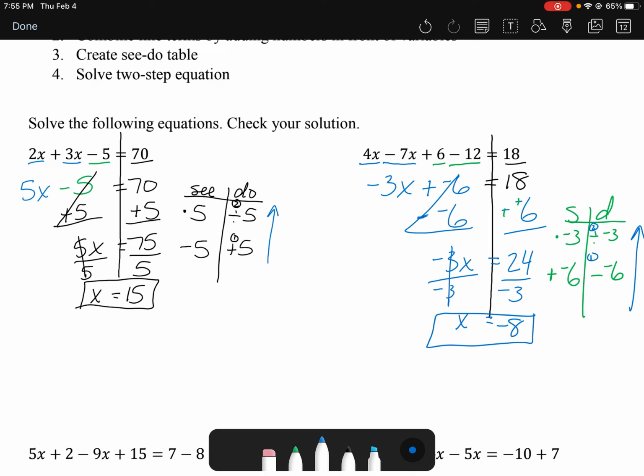So we're identifying our like terms, combining our like terms, and then from there I have a two-step equation. I can just start solving it.